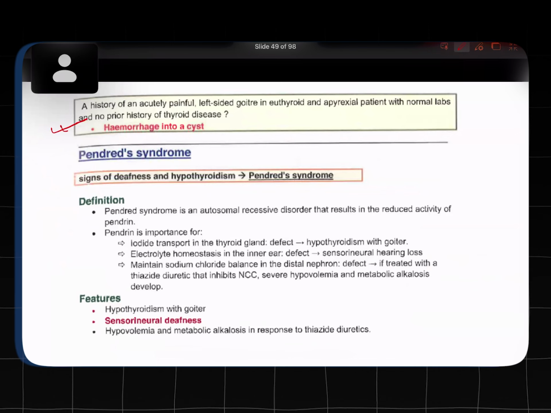I think this is the same for any cyst. If there is a sudden rise in the size of the cyst which becomes acutely painful, then it is a hemorrhage.